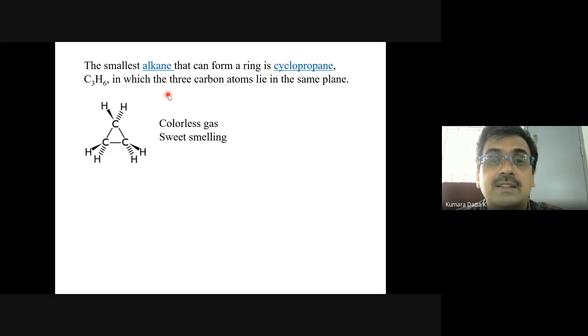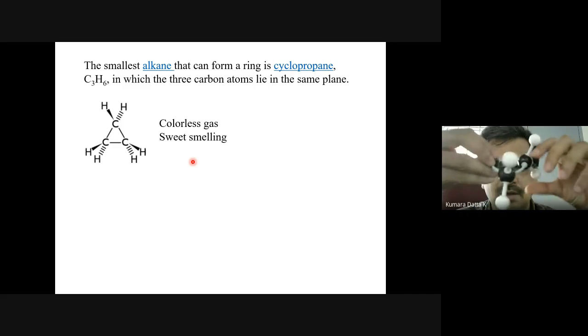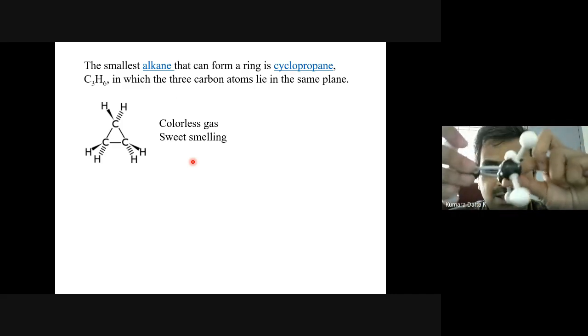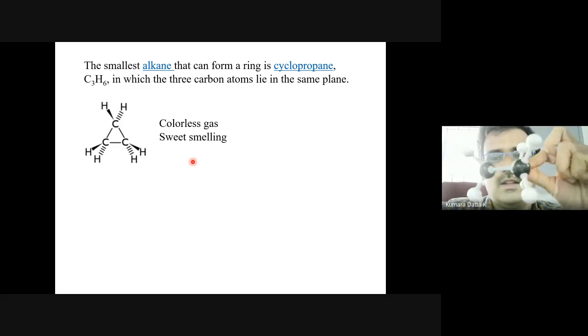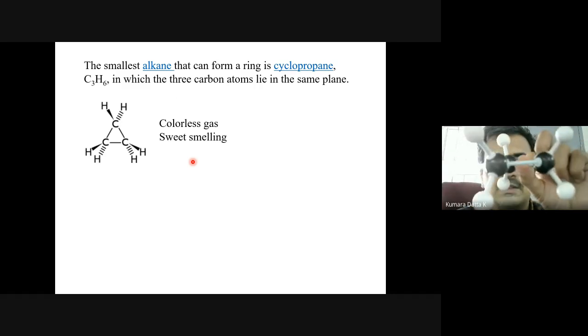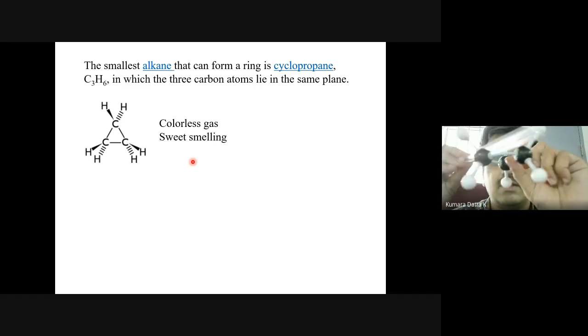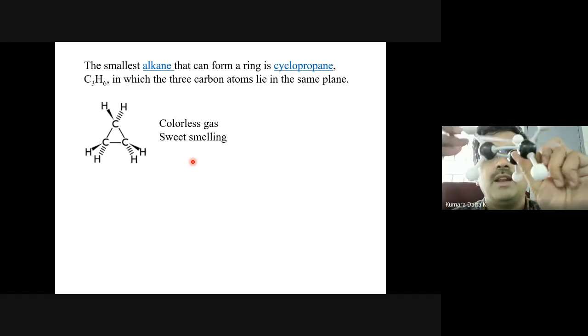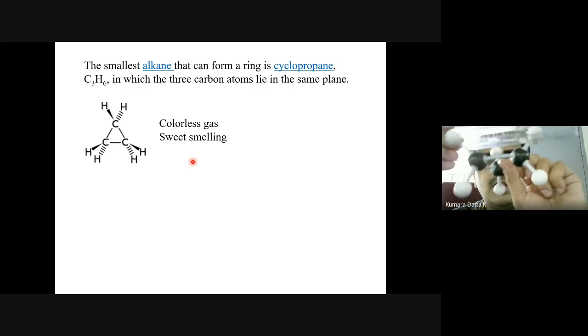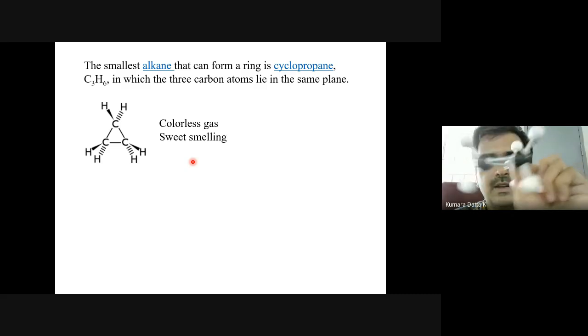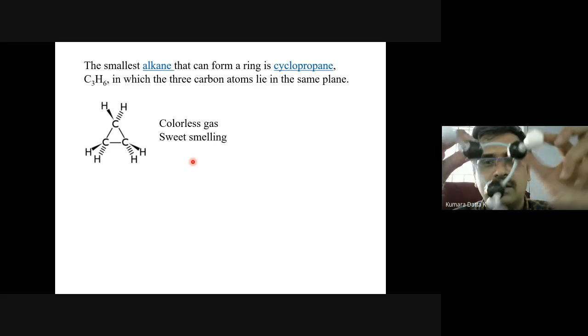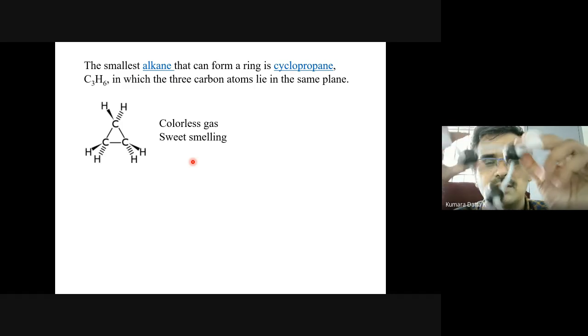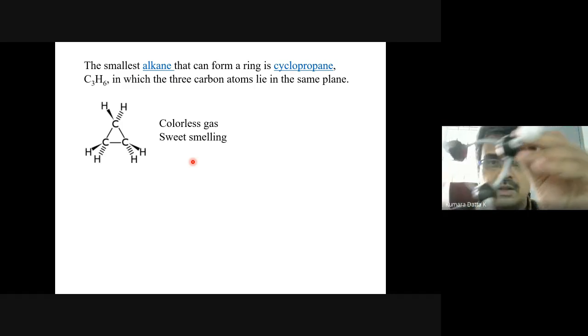And the three carbon atoms are lying in the same plane. I don't know how many of you can see clearly because I am seeing the presentation. You can see these black ones are carbons 1, 2, 3. All these carbon atoms are in the same plane. Now we can really appreciate this.